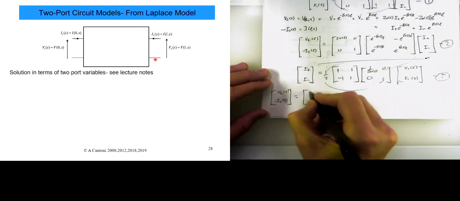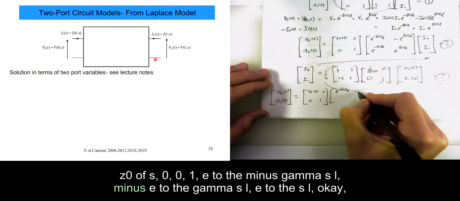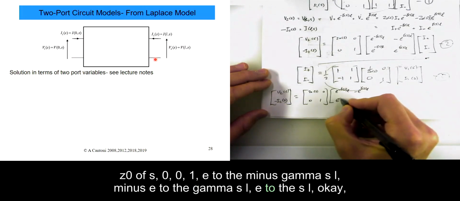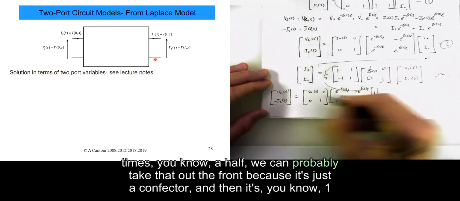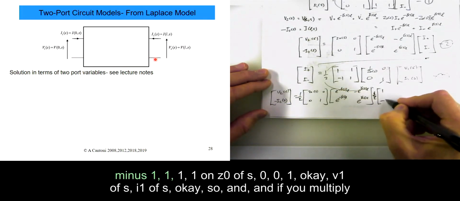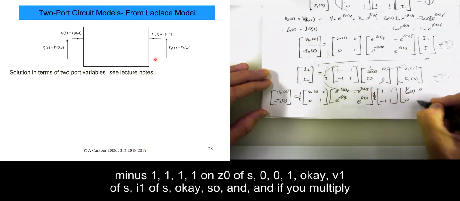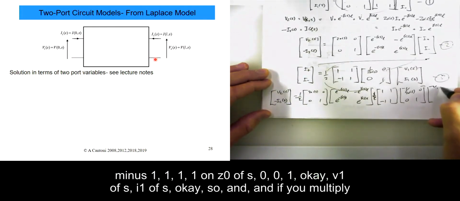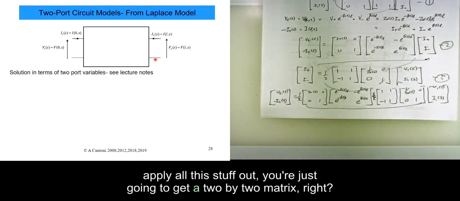Okay, it's going to be Z0 of S [0, 0, 1] [e to the minus gamma SL, minus e to the gamma SL, e to the SL]. Okay, times a half. We'll probably take that out the front because it's just a common factor, and then it's [1, minus 1; 1, 1] on Z0 of S [0, 0, 1], V1 of S, I1 of S. Okay, so if you multiply all this stuff out, you're just going to get a 2x2 matrix, right?